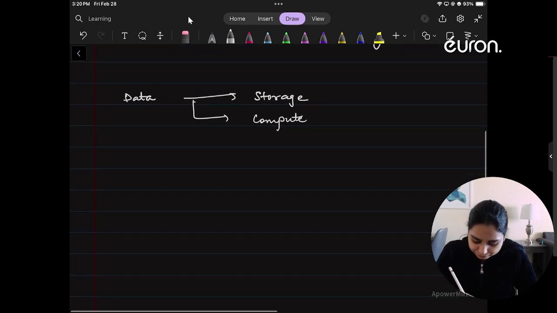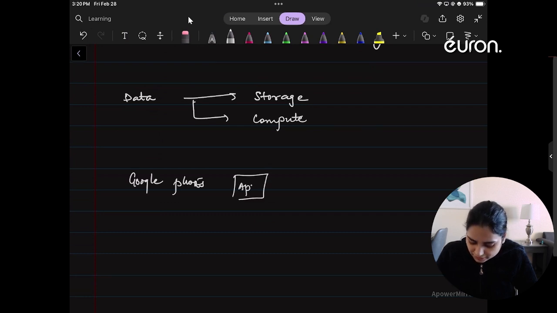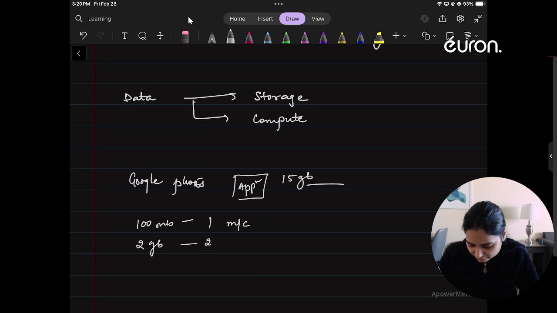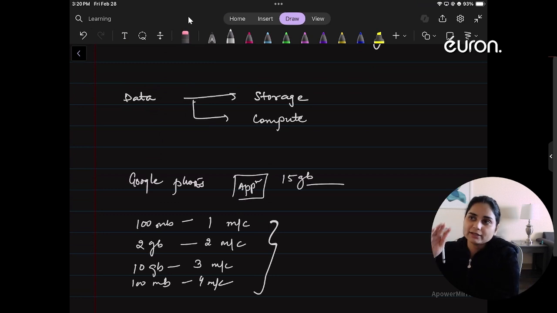I'll take one example, Google Photos. You have that application on your phone, correct? If you look at the back side, you do not actually know how the data has been stored. It can happen that you have 15 GB of free storage, where 100 MB is on one machine, 2 GB is on machine number 2, 10 GB is on machine number 3, again 100 MB is on machine number 4, and so on. So your entire data is actually available on different machines, but when you look at it, you only see your data.